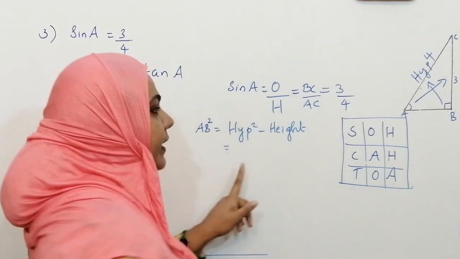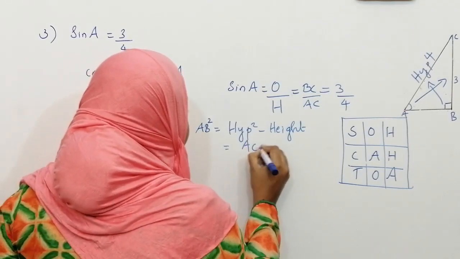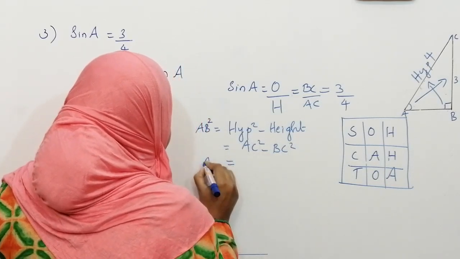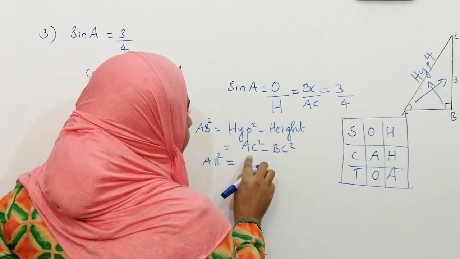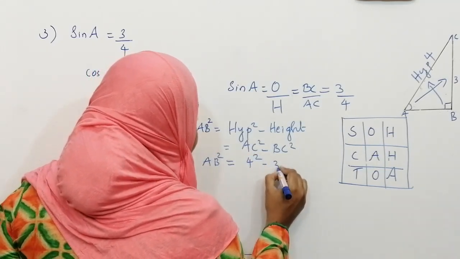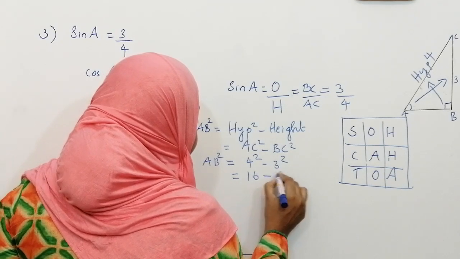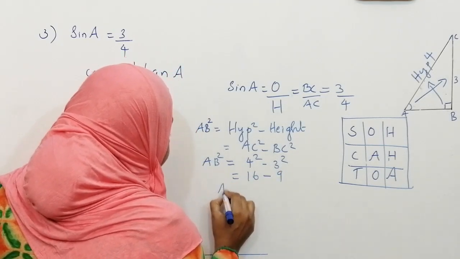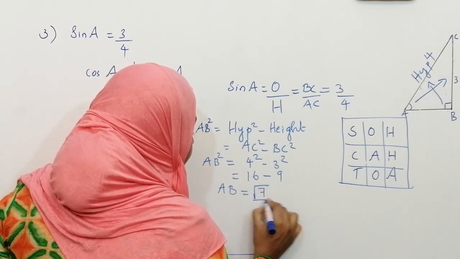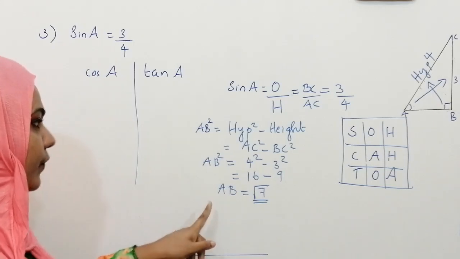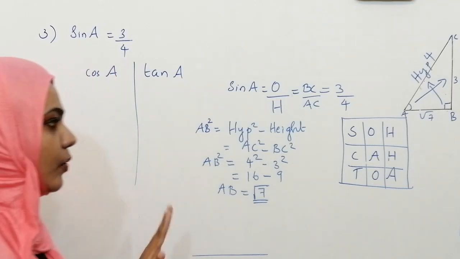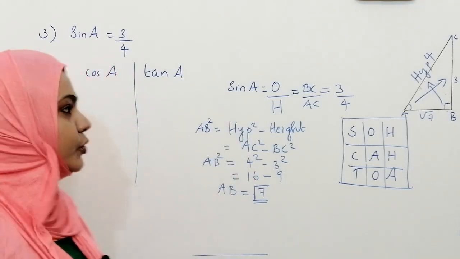So what is hypotenuse square here? AC square minus, what is height square? BC square. So AB square is equal to AC square. What is the value for AC? 4 square minus, what is the measurement of BC? 3 square. So 16 minus 9. AB square is equal to 16 minus 9, which is 7. So AB is equal to square root of 7. So we found the value for AB, that is root 7. Now our triangle is ready, so we can come to our question.